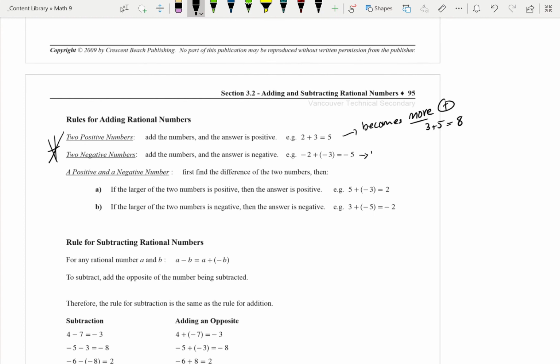If I'm adding two negative numbers or subtracting two negative numbers, this becomes more negative. So it moves further left. So if I have minus 3 minus 5, I'm going to get to minus 8.